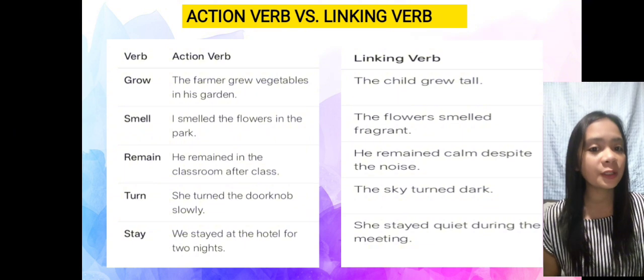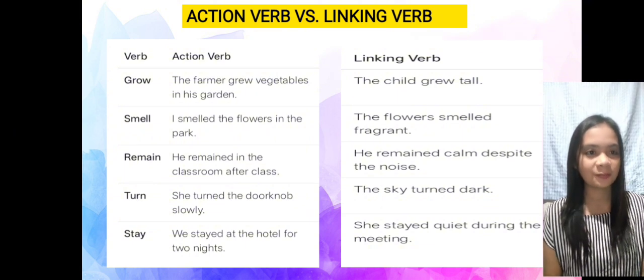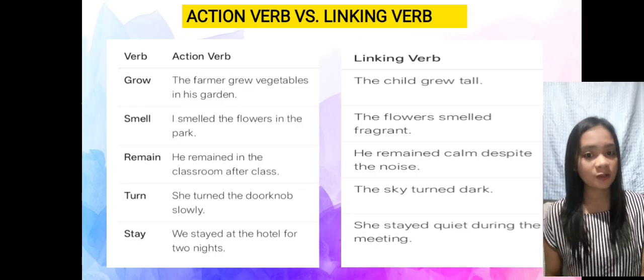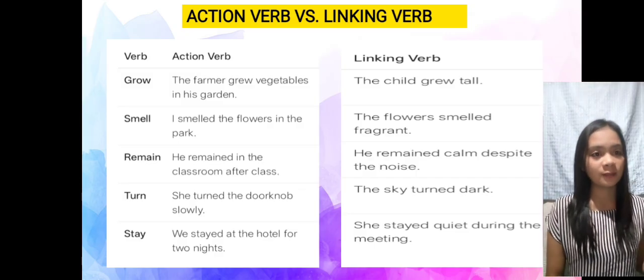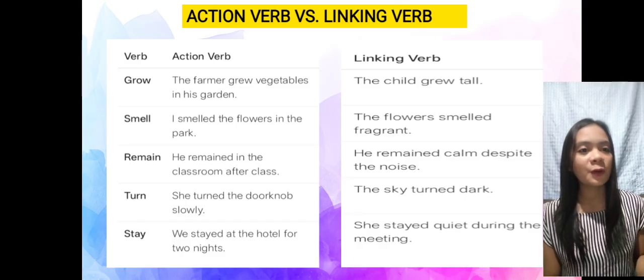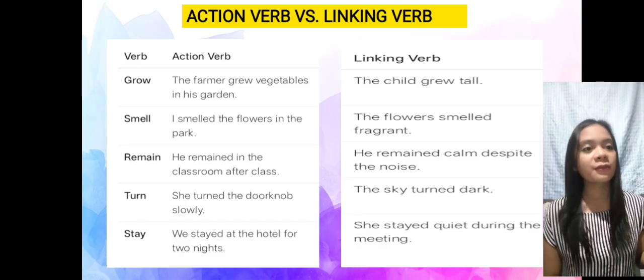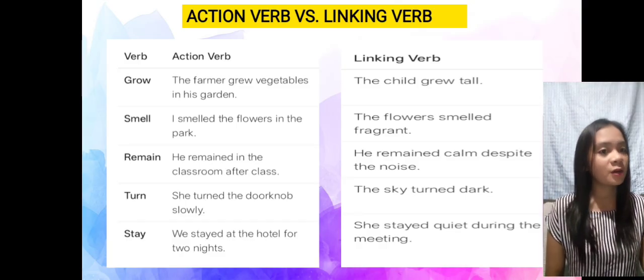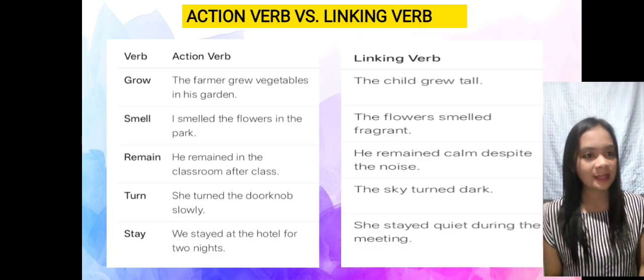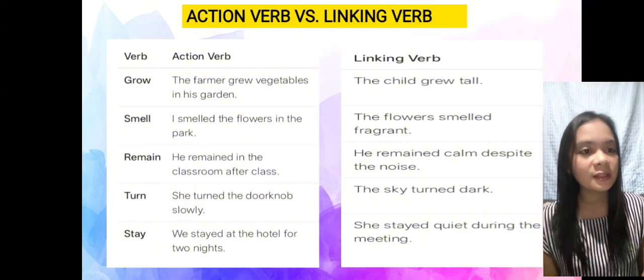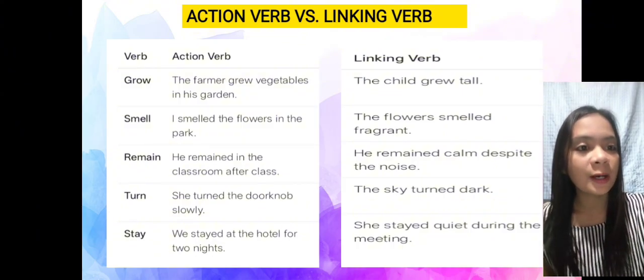Action verb versus linking verb. The farmer grew vegetables in his garden. The child grew tall. I smelled the flowers in the park. The flowers smelled fragrant. He remained in the classroom after class. He remained calm despite the noise. She turned the doorknob slowly.